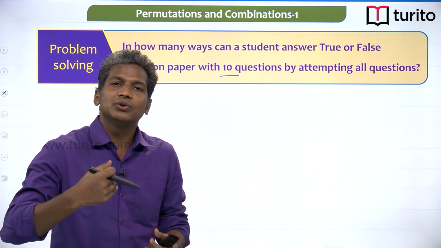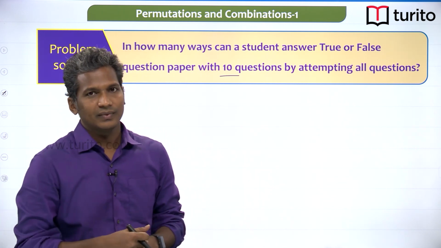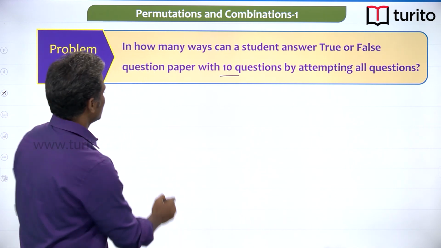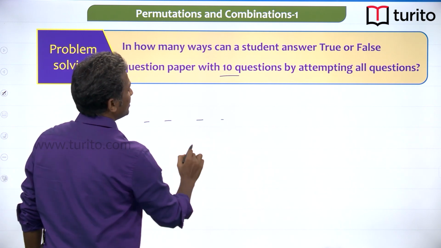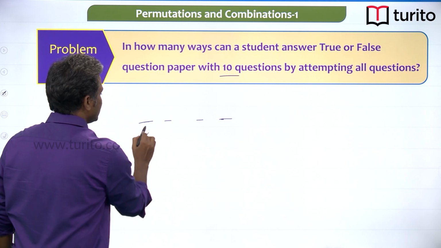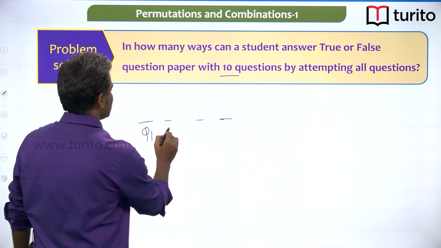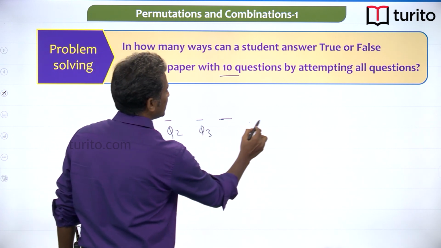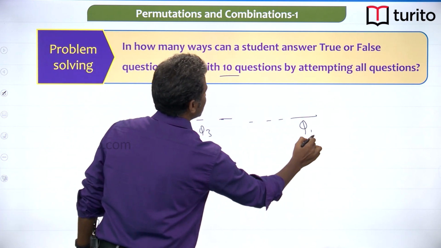So, here we have to go question by question. So, each question here becomes our place. Okay. So, here there could be how many places? 10 places. So, first place represents question number 1, second place represents question number 2, this represents question number 3 and so on till question number 10.